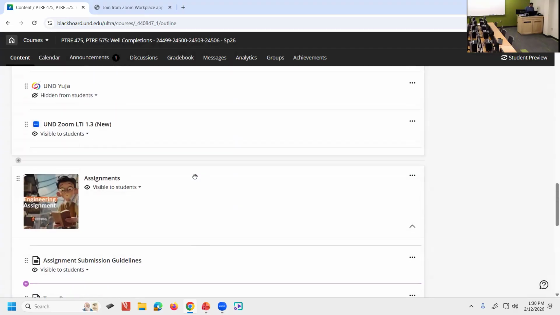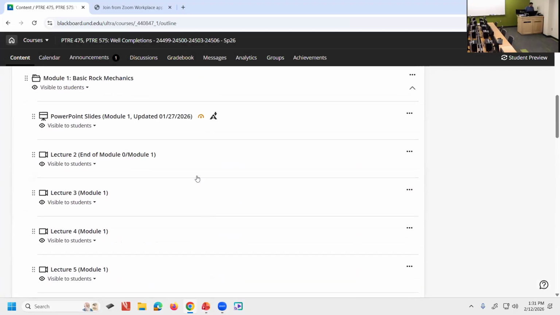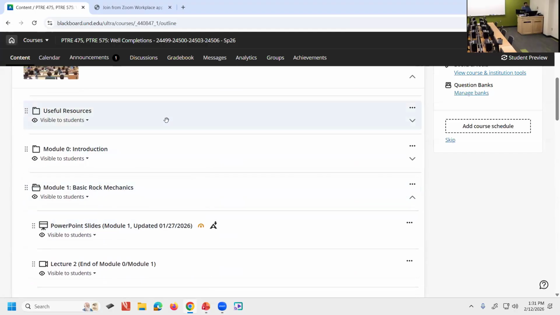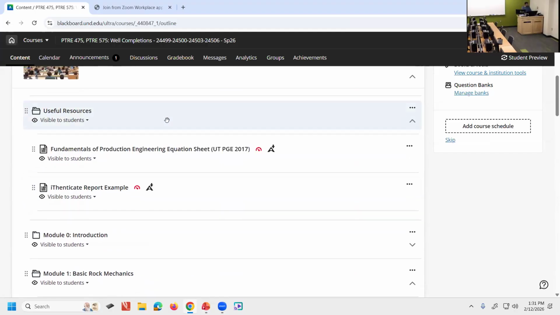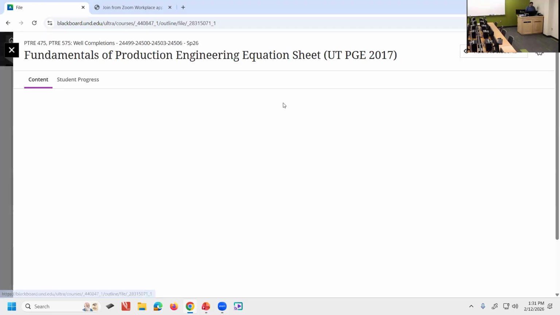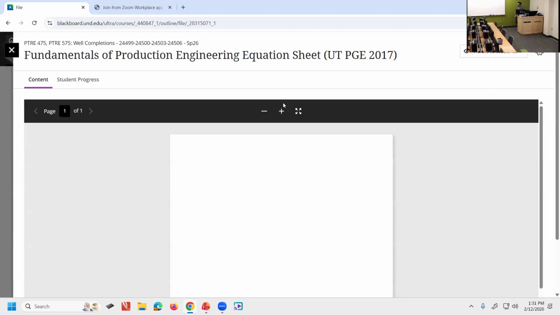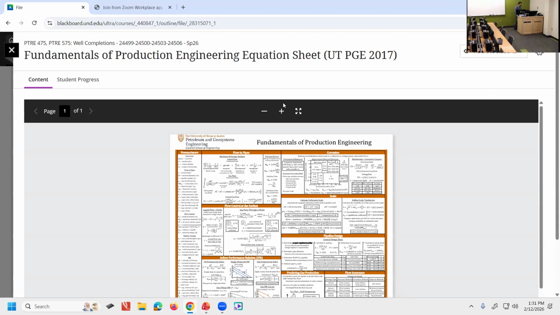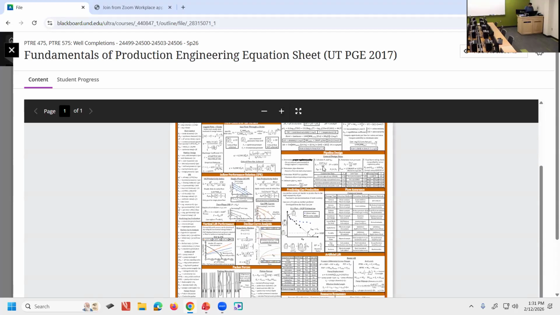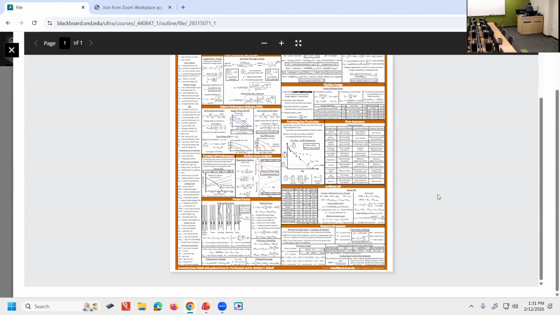Now, if you go to lectures, there is a new folder that I should have had already. I forgot. It's called Useful Resources. I have 2 files in it. I have a file on the fundamentals of production engineering, an equation sheet published by the University of Texas at Austin back in 2017, which is 9 years ago. Feels like yesterday.